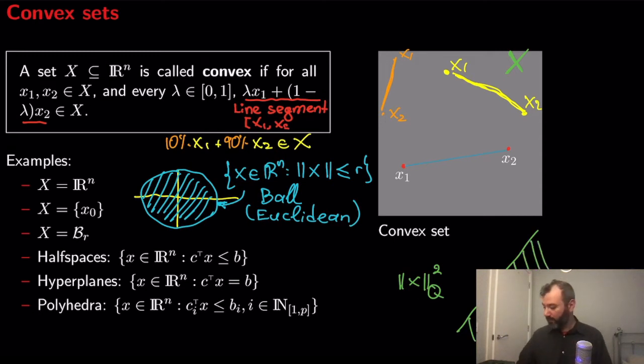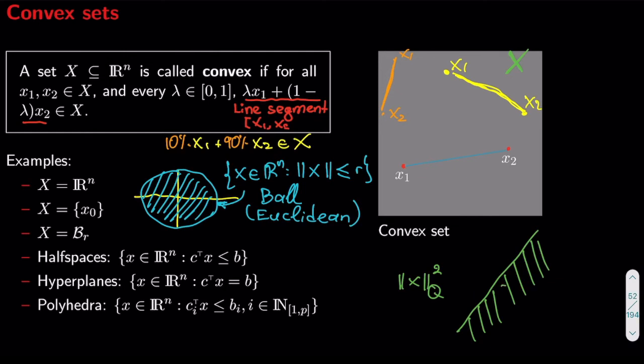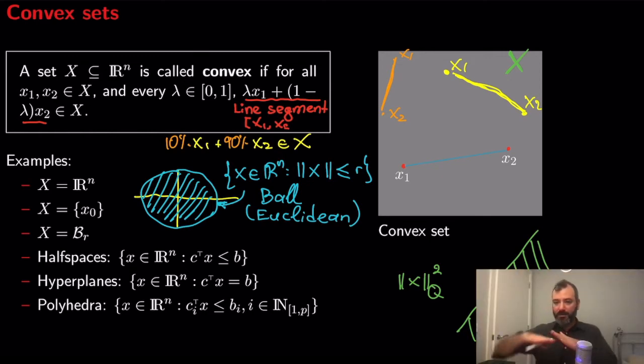This is a half space. So in 2 dimensions, draw a line and take all the points on one side of a line. In 3 dimensions, take a plane and take all points on one side of this plane. And polyhedra are, sorry, I skipped hyperplanes. Hyperplanes are convex. So in 2 dimensions, a single line is a convex set. In 3 dimensions, a 2-dimensional plane is a convex set.